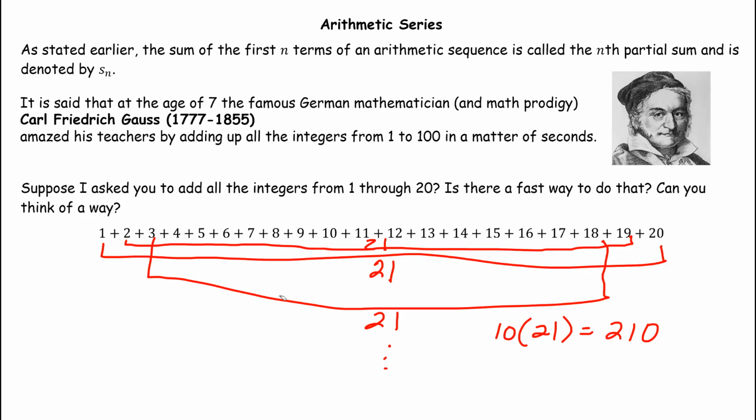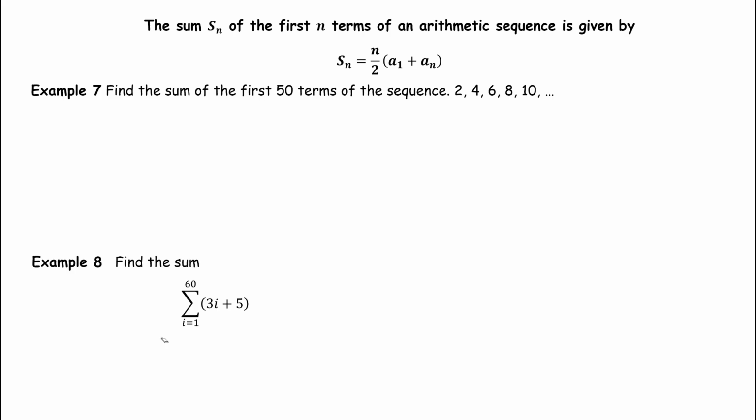That pattern holds for every arithmetic series. That is, you can add the first term plus the nth term, and you can multiply that by the number of terms divided by 2, and you will get the sum of that series. So S sub n is equal to n over 2 times a sub 1 plus a sub n. That always works for any arithmetic sequence. It is the nth partial sum of that sequence.